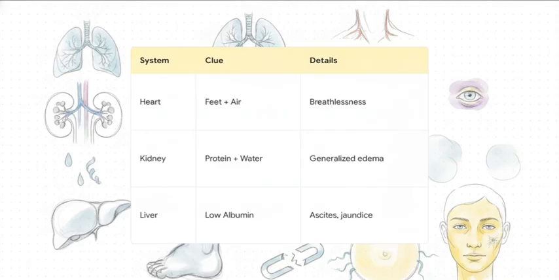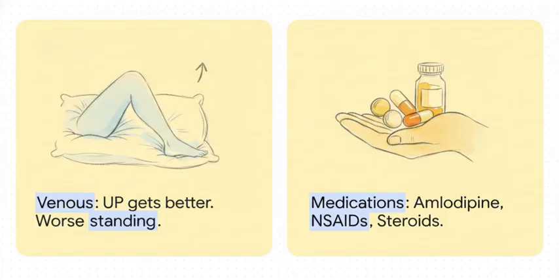Look for jaundice or ascites, which is fluid pooling in the belly. Now for the V and M of our HKLVM mnemonic. Let's compare venous and medications. For venous insufficiency, remember the golden phrase, up gets better.